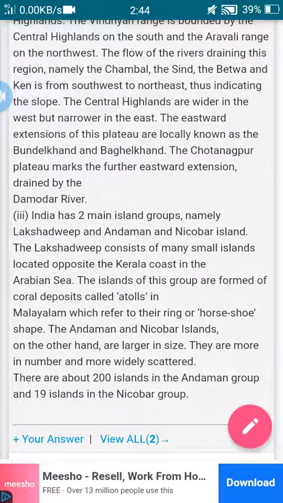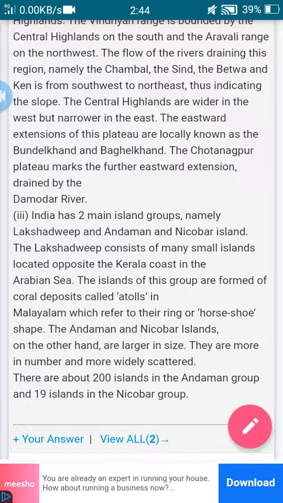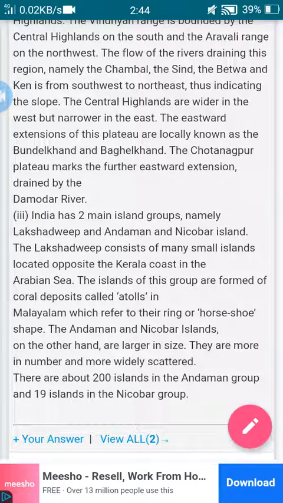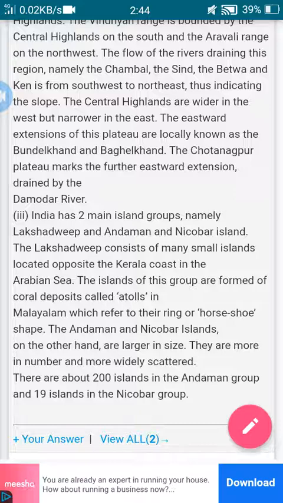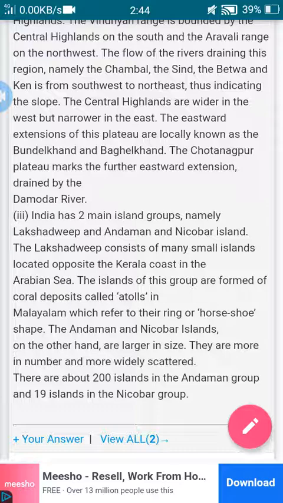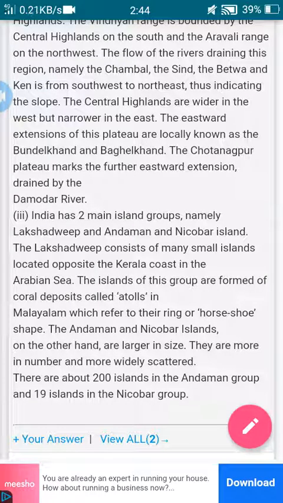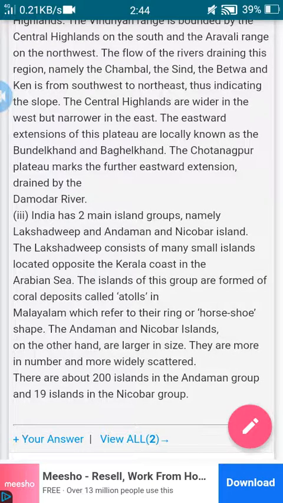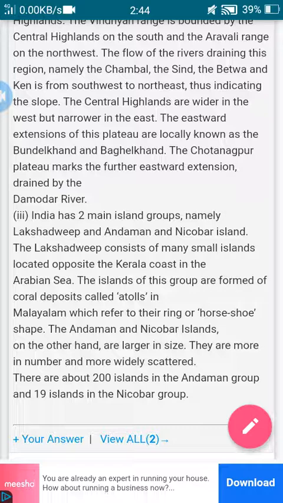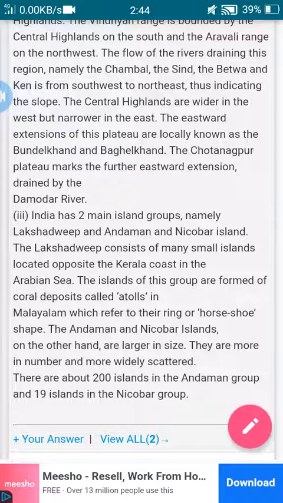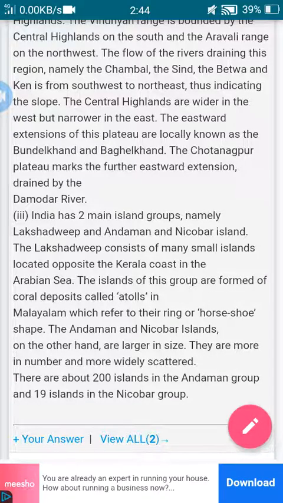The eastward extensions of the plateau are locally known as Bundelkhand and Baghelkhand. Chota Nagpur Plateau marks the further eastward extension, drained by the Damodar river.